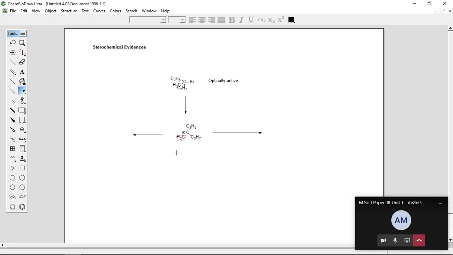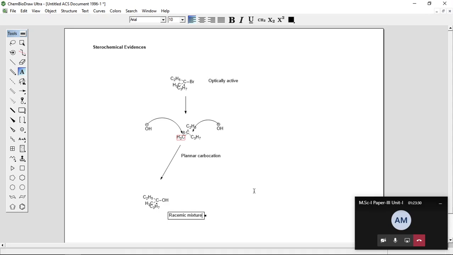Your nucleophile, this OH minus, can attack from both sides, the top side as well as the bottom side. So it attacks from the top side, and it can also attack from the bottom side. Here you are getting a racemic mixture.